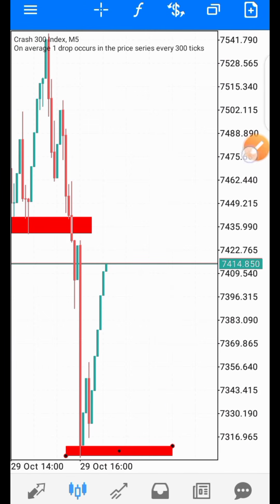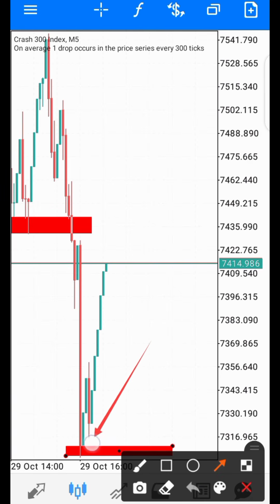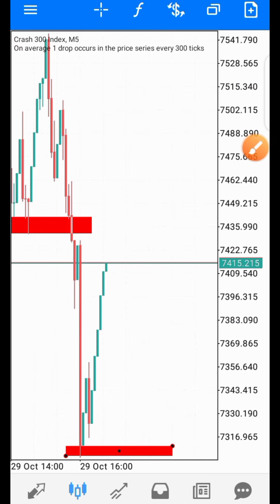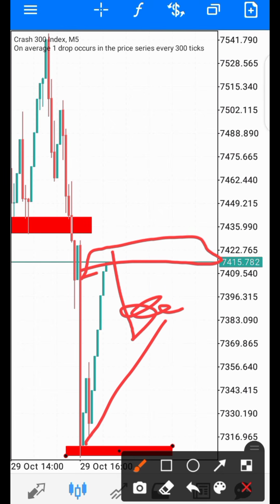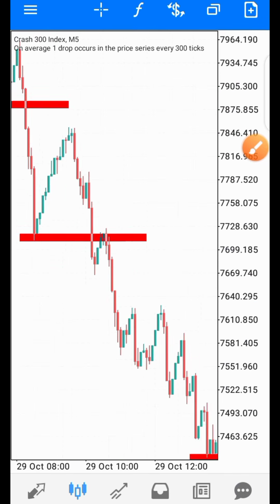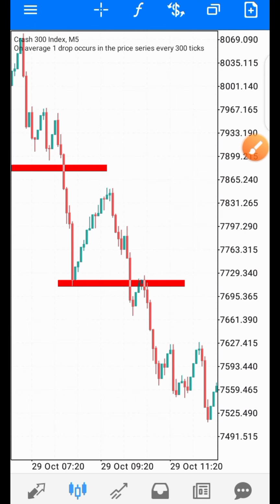What you are waiting for is this level to get broken. But if you don't see this level get broken and you see something like this and the price started consolidating, you may put your level here too. As what I have explained, when you want to buy, then you'll be waiting for that level to get broken. So I assume you understand what I've explained so far.